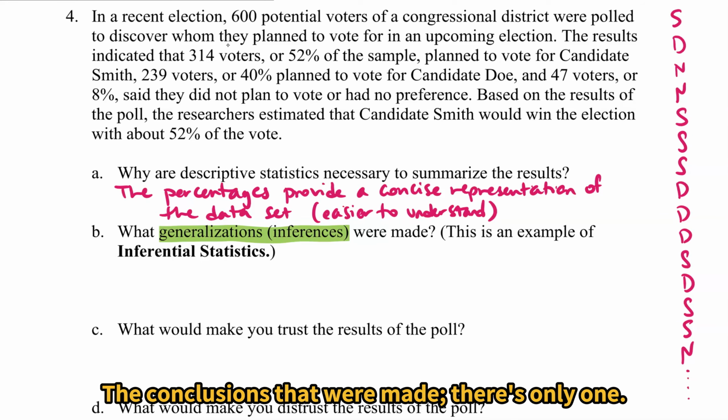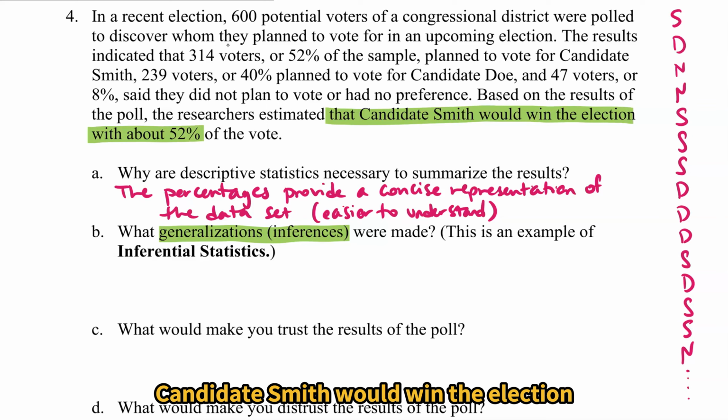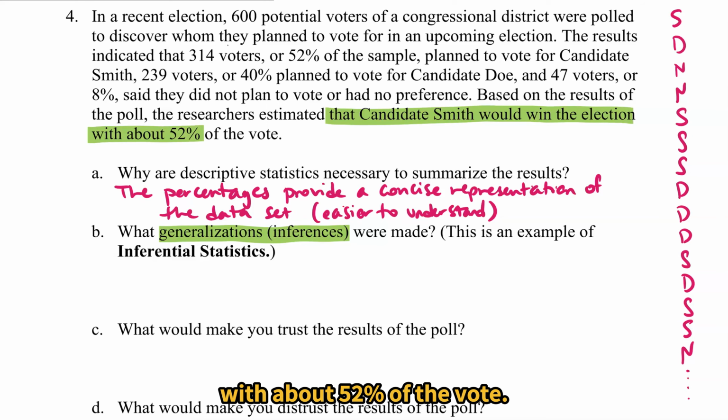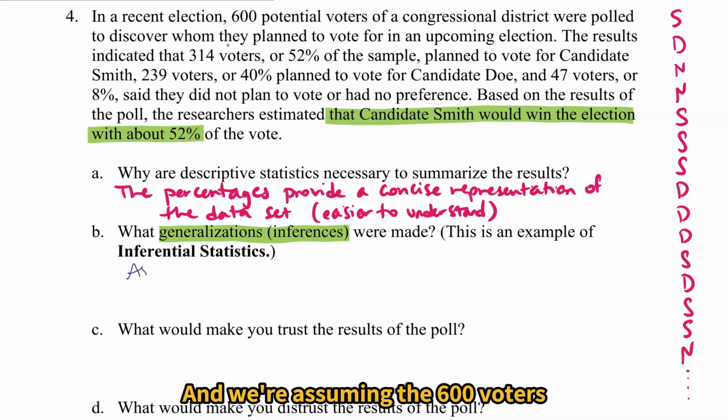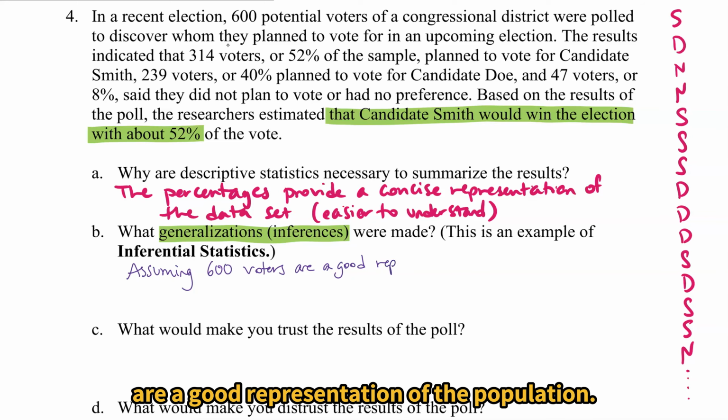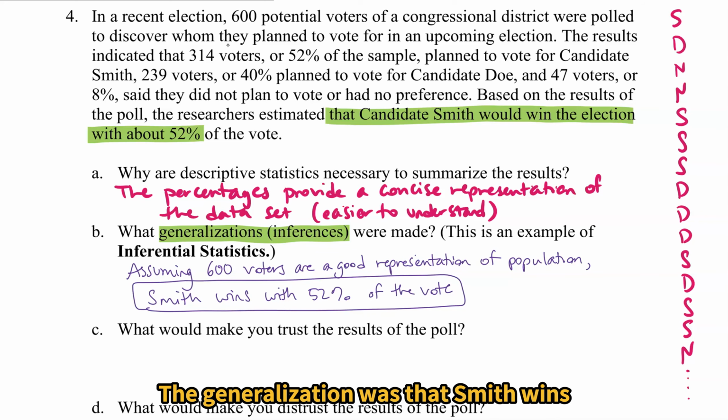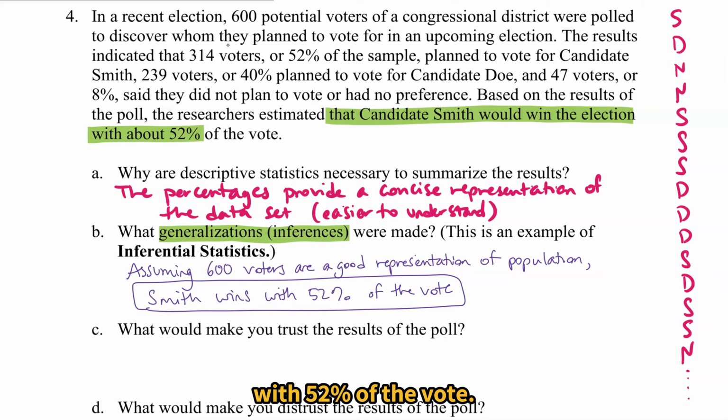The conclusions that were made, there's only one. Candidate Smith would win the election with about 52% of the vote. And we're assuming the 600 voters are a good representation of the population. The generalization was that Smith wins with 52% of the vote.